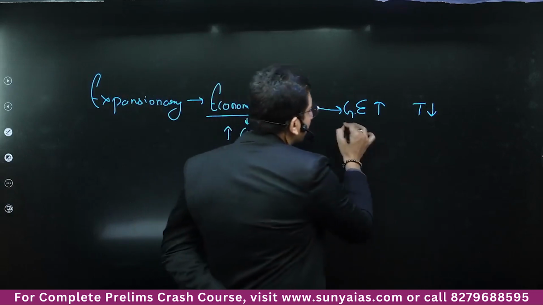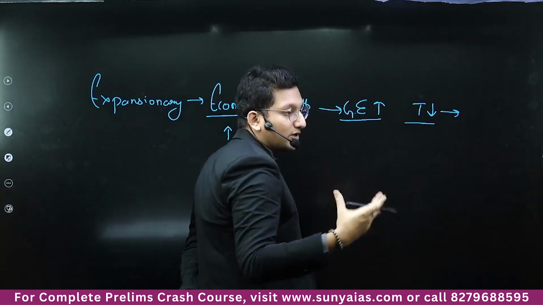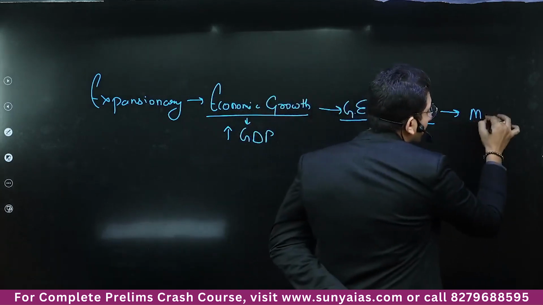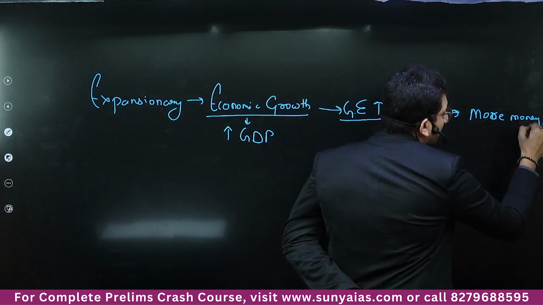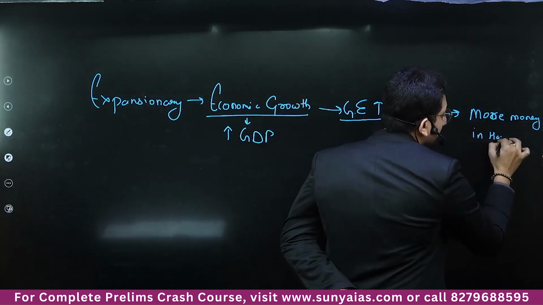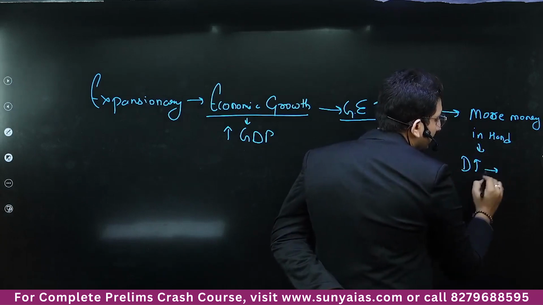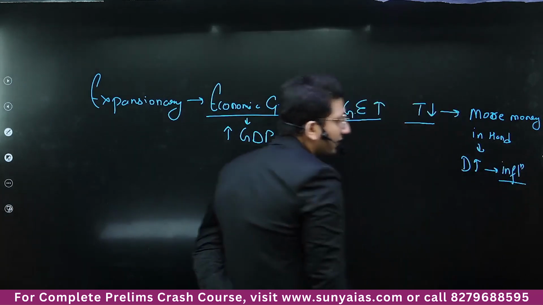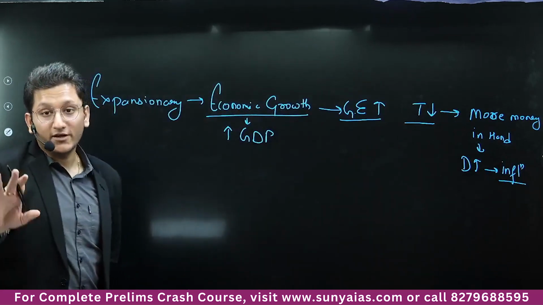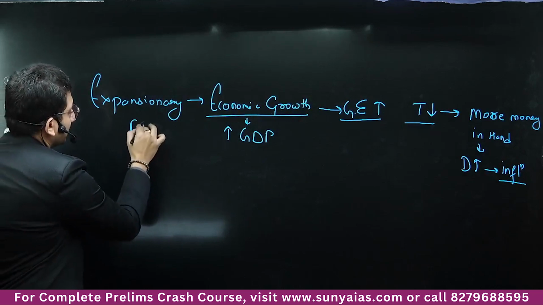Now, when they increase the government expenditure and decrease the taxes, what's going to happen? The people of this country will have more money in their hand. So this is going to create demand, right? And this will again increase the inflation. Now, this is the expansionary fiscal policy.